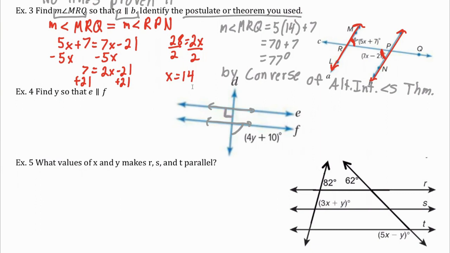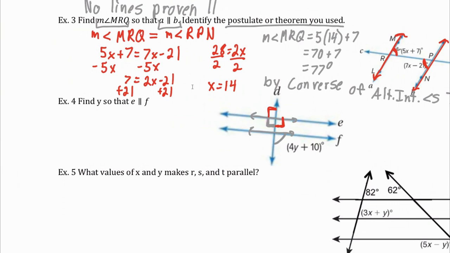However, we can say that if this is a right angle, then that means these lines are perpendicular, so this has to also be a right angle. You also could have said, well, this also needs to be a right angle. There are plenty of options there. Regardless, we know that all of these are right angles, so we can say that in order for these to be parallel, 4y plus 10 would have to equal 90.